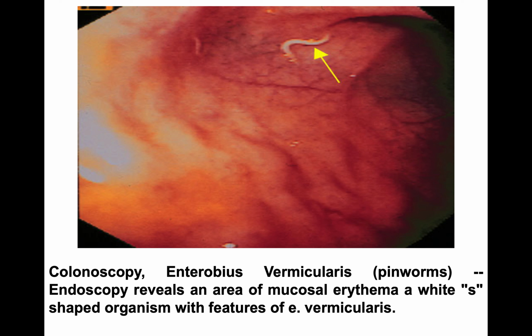This is a colonoscopy, and the pinworm, you can see the size, it reveals the area of the mucosa. And you can see the pinworm is in the shape of an S. It's white in color, and this is a feature of this pinworm.